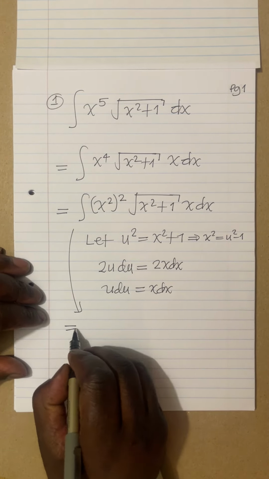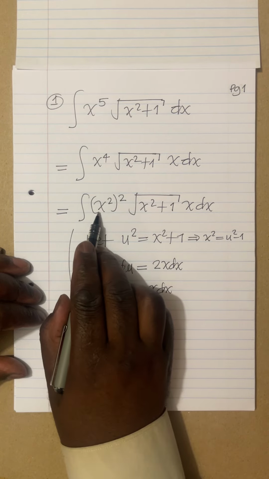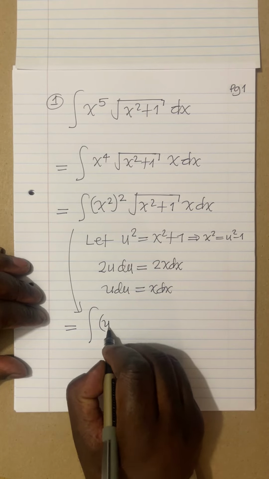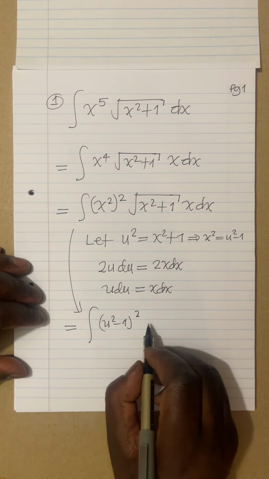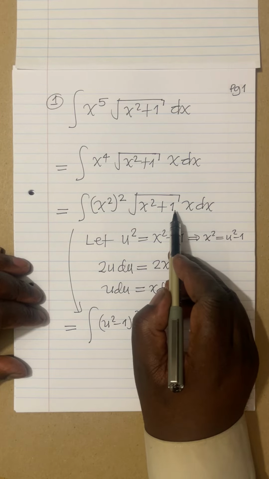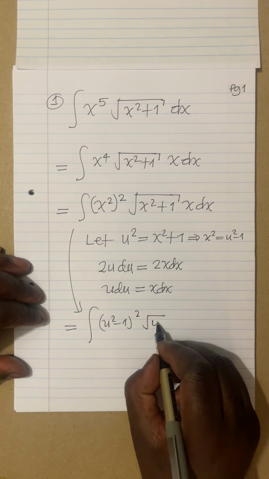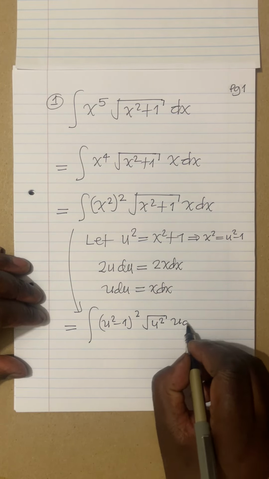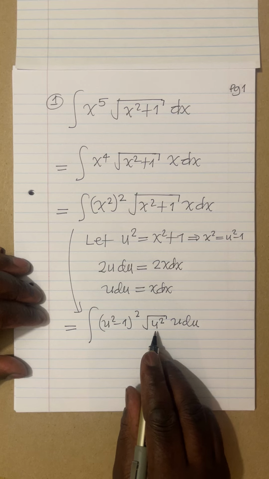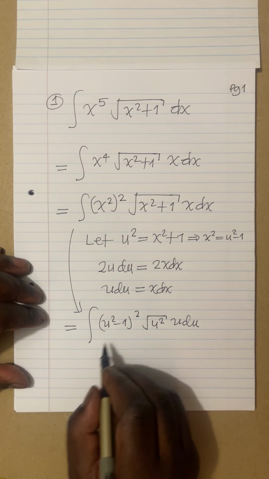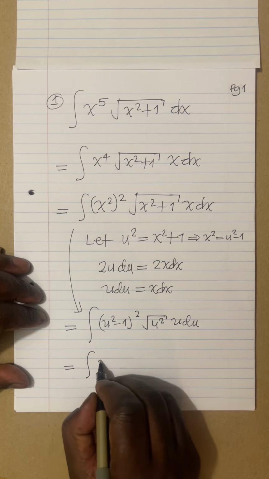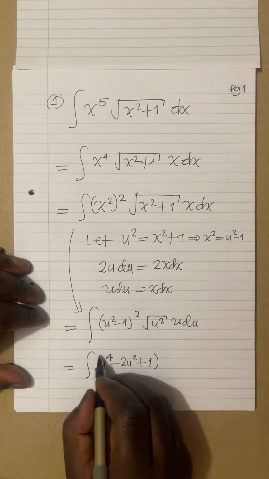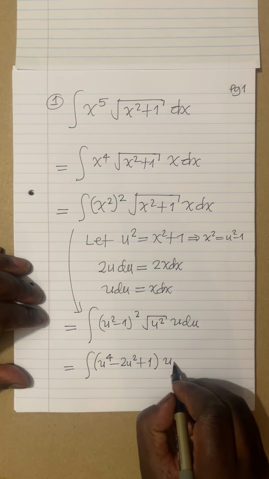So that integral then changes to the integral of, watch, in the place of x squared, I'm going to place u squared minus 1, but it has to be squared. So u squared minus 1, all squared, and then square root of, remember x squared plus 1 is u squared. So I'm going to put u squared there, and then outside x dx is actually u du. So this is u du. Now what is square root of u squared? The answer is u. And expanding this expression here, I'm going to have the integral of u to the power 4 minus 2u to the power 2 plus 1 in brackets, and this is u times u du.